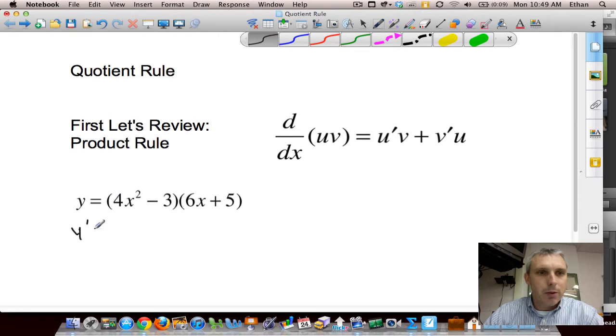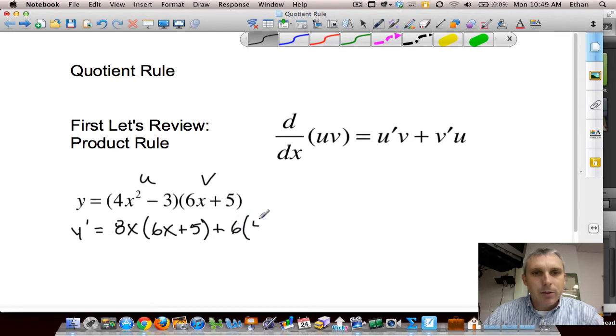Derivative, y prime. Here's my u, here's my v, and the derivative of the first is 8x times the second, plus the derivative of the second, which is a nice clean 6, times the first. And from there it's just a matter of cleaning things up.